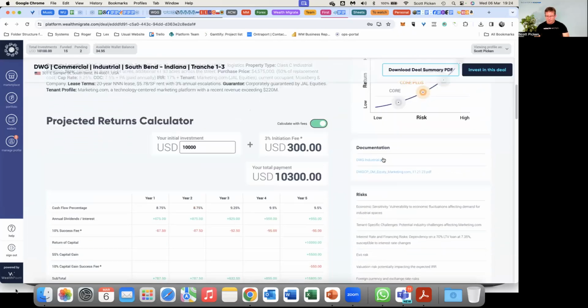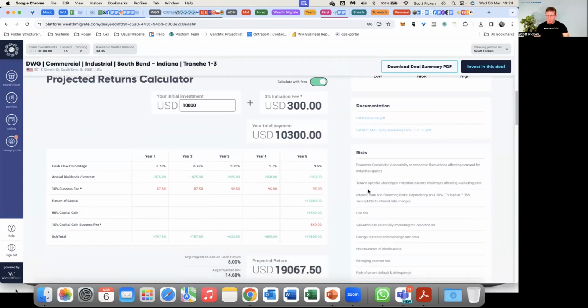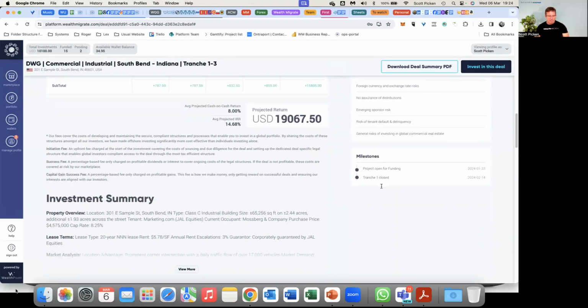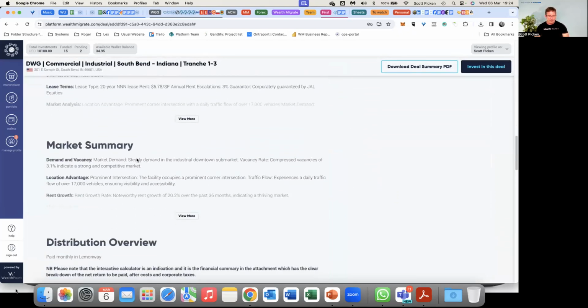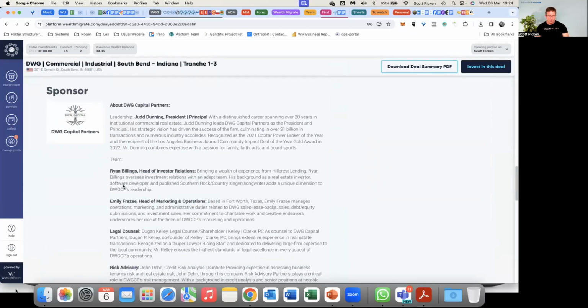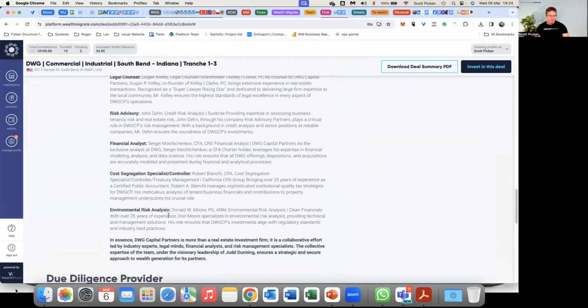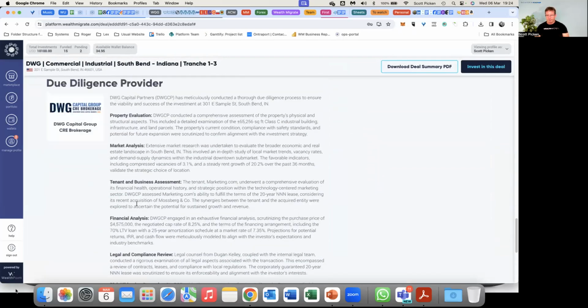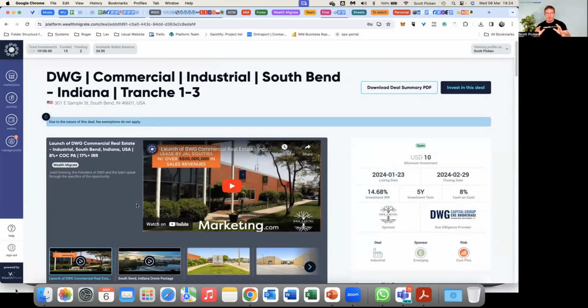You can go down here. You can read all about the risks. So we don't hide the risks. We try and tell people exactly what we think the risks are. You can see the milestones. You can see the investment summary, the market summary, the deal distribution, who the sponsor is, who's doing the due diligence, and what the deal structure overview is. So we like to say that all the information's there so that you can make a properly informed decision.